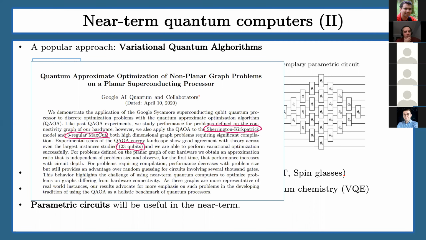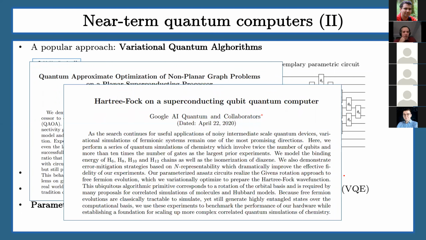So there were actually two papers by Google that implemented this optimization of classical Hamiltonian for some class of problems on 23 qubits. And also they did some proof of principle quantum chemistry computation. So they delegated the Hartree-Fock method to a quantum computer. And what I wanted to emphasize here is that they were trying to simulate quantum chemistry, so fermionic systems, and they were using those Givens rotations you see here. It would be relevant for us because we will be having similar things in our proposal.